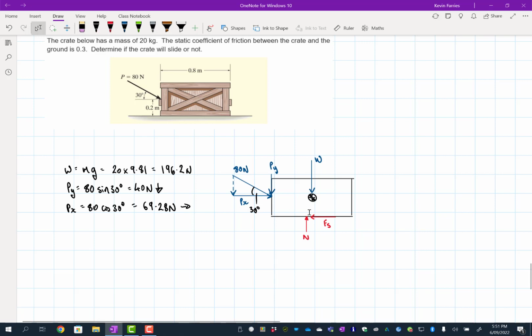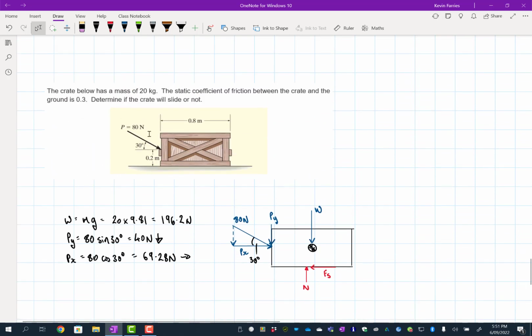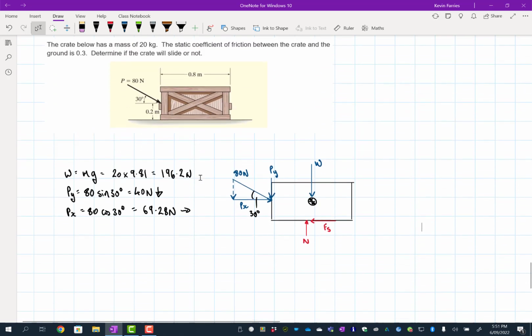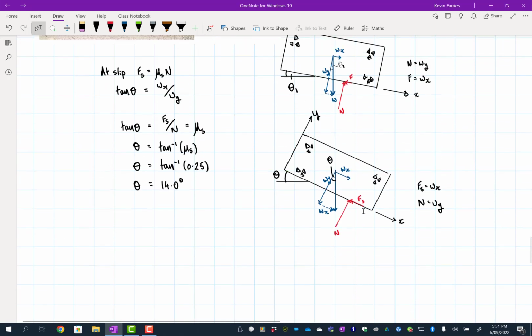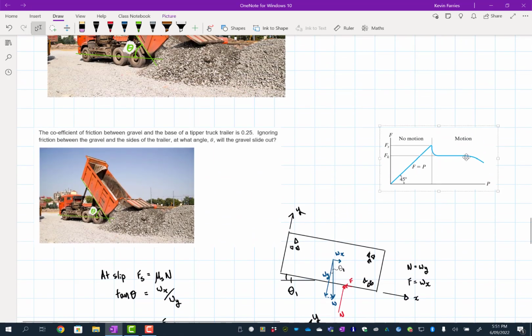Just check those. Take the square root of the squares of those just to make sure. So the square root of 40 squared plus 69.28 squared is equal to 80. Okay, so we've got those okay. Now what do we have to do next? What we're trying to do is figure out whether this is going to slip or not. Now, until, let's grab that drawing again. Here it is.